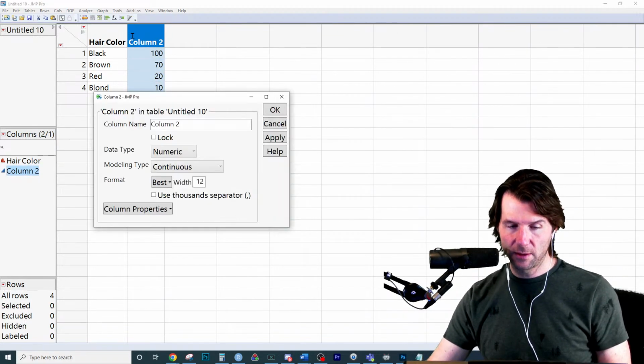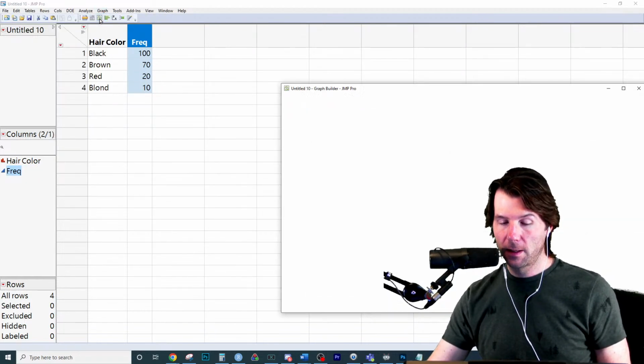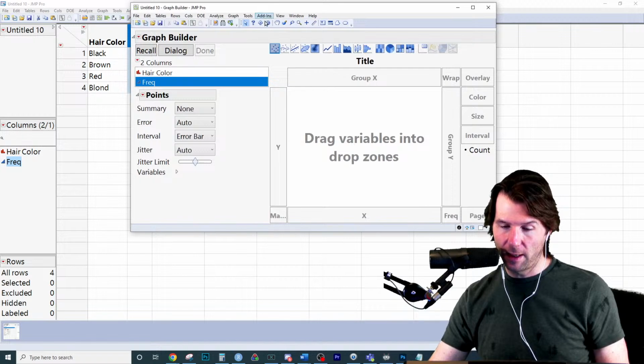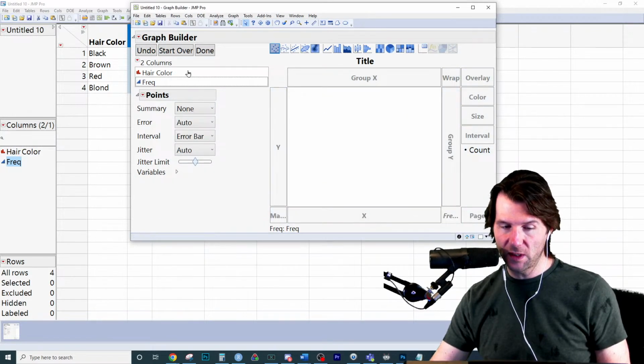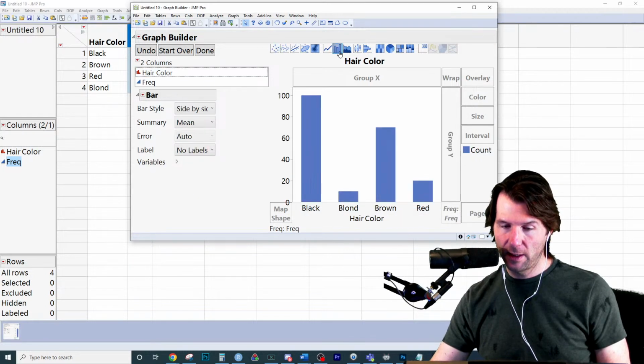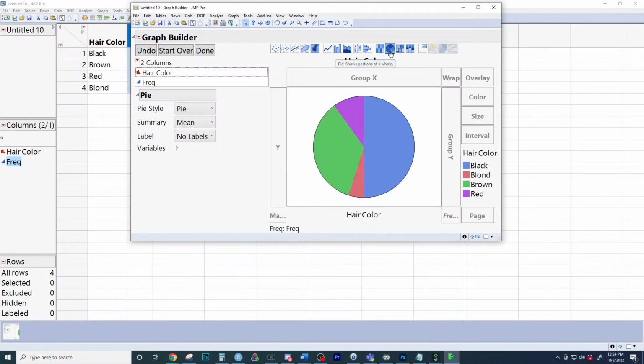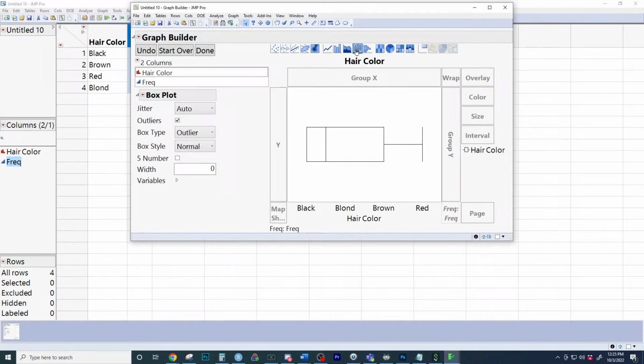And let's call it frequency. You don't have to know how to use JMP at this level, but it's not bad. Let's go to Graph Builder and put in the frequency down here. There's the frequency. Let's drop hair color right here as the X variable of interest. And there you go, there is a bar chart. There is a pie chart. We could also make a frequency table.